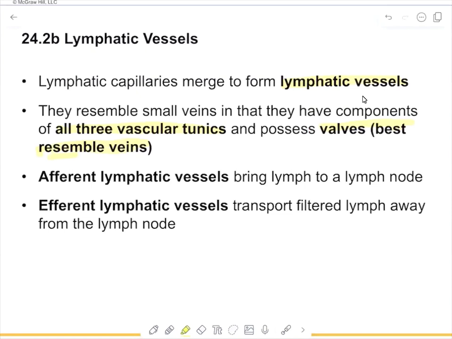Specific vessels that are going to enter or exit a lymph node are called afferent and efferent. The word afferent means towards, and the word efferent means away from. So the lymphatic vessels are going to enter the lymph node, bringing lymph to it. And the lymph node is where the immune system is going to mount a response. And then the efferent lymphatic vessels transport the filtered lymph away from the lymph node.